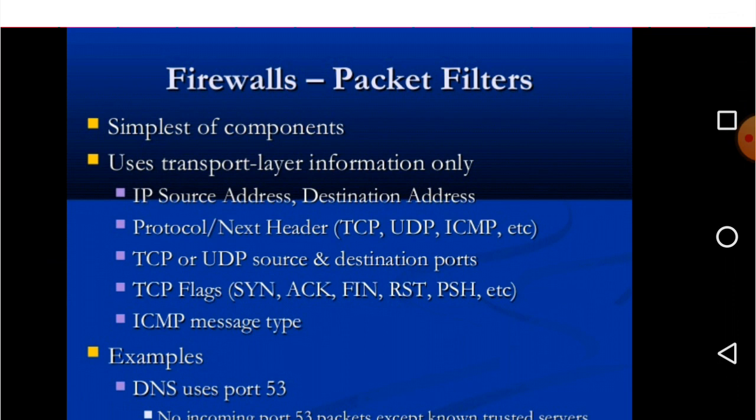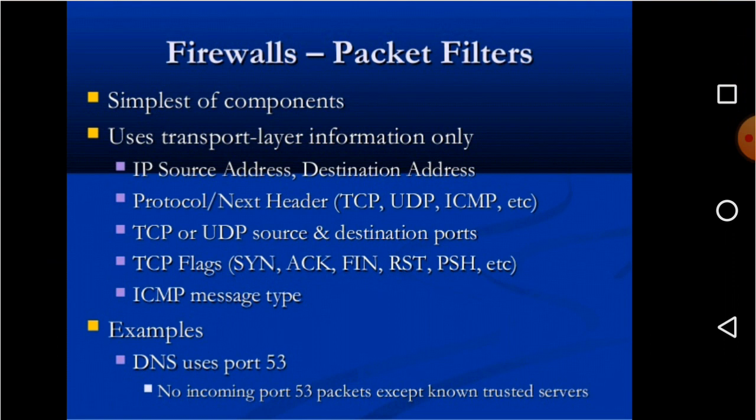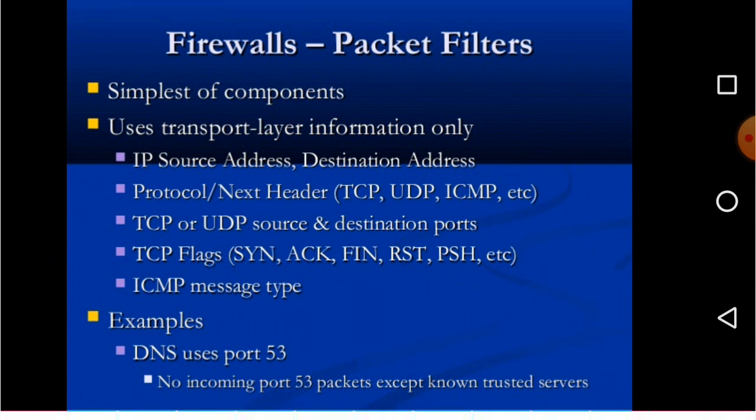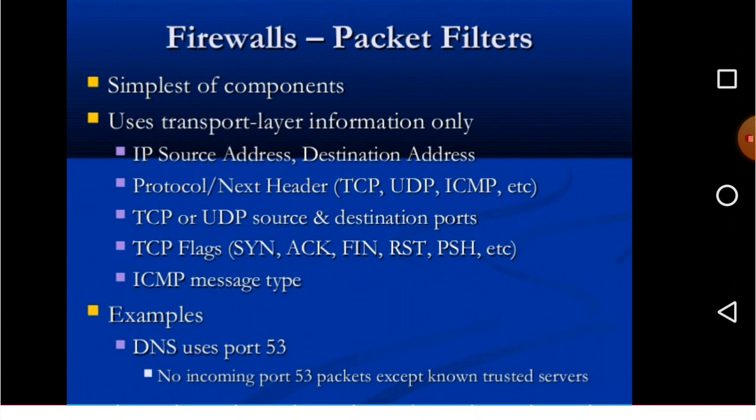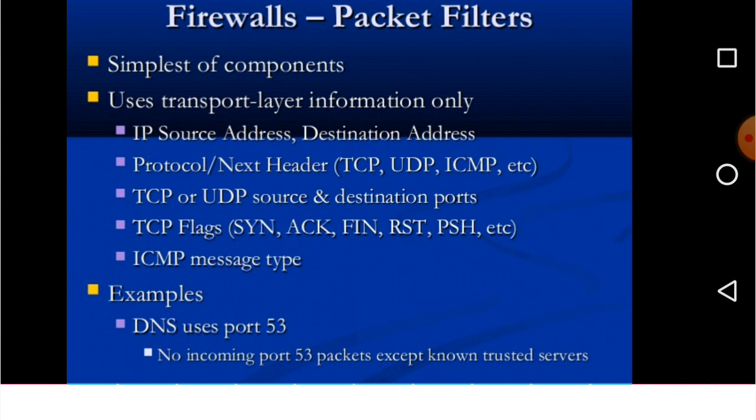Firewall packet filters are the simplest of the components, using transport layer information only: IP source address, destination address, protocol in the next header, TCP, UDP, ICMP, TCP or UDP source and destination ports, TCP flags, ICMP message type. Example: DNS uses port 53, so no incoming port 53 packets except from known trusted servers.